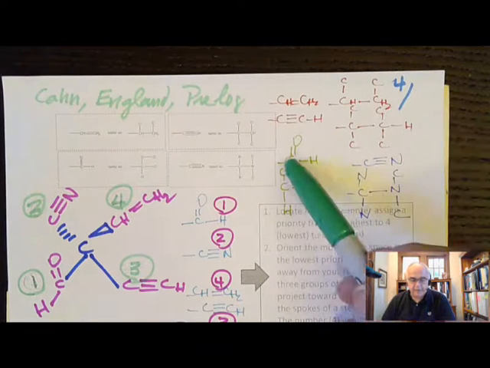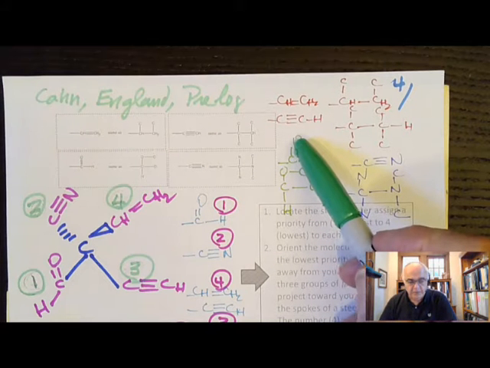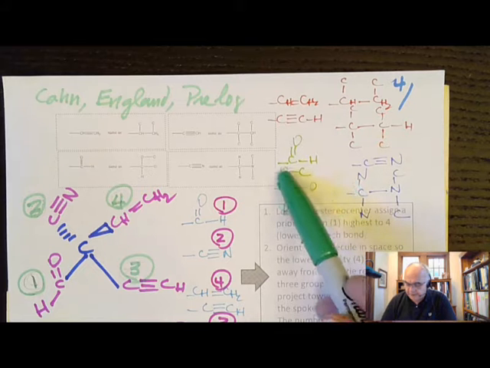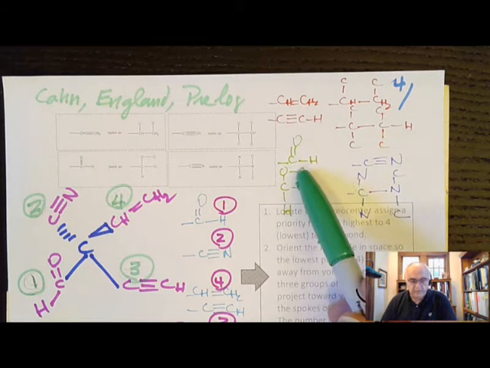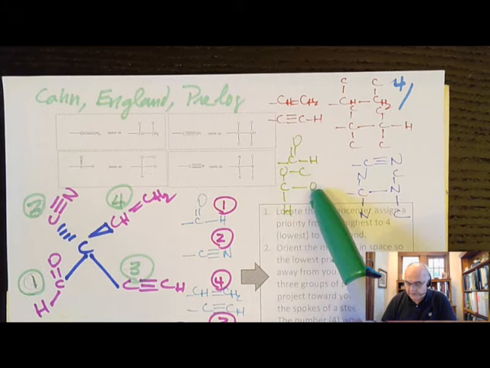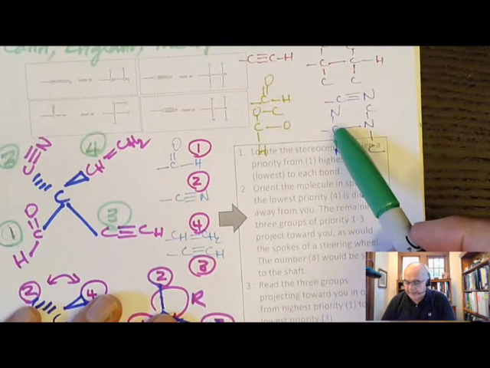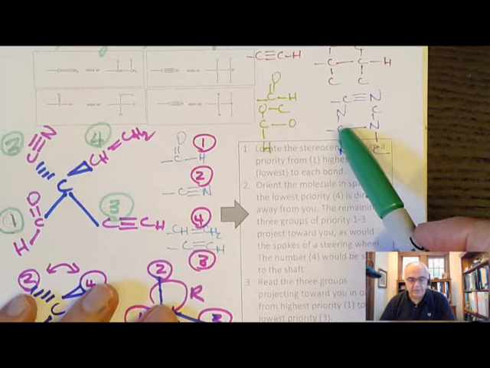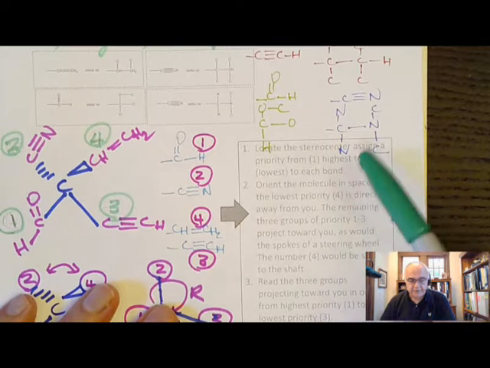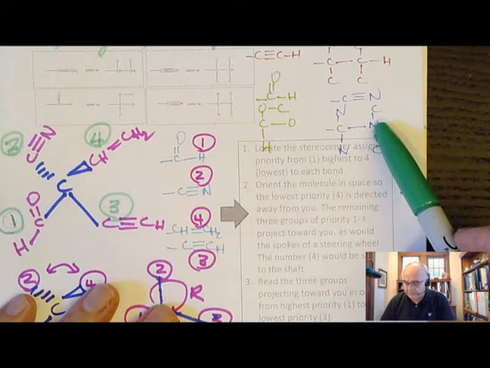Now if you have a carbon double bond O, we count it twice. So it is carbon, oxygen, and again carbon, oxygen. Now if I have a carbon triple bond N, we count it 3 times. So it would be carbon, nitrogen, nitrogen, nitrogen, carbon, carbon.